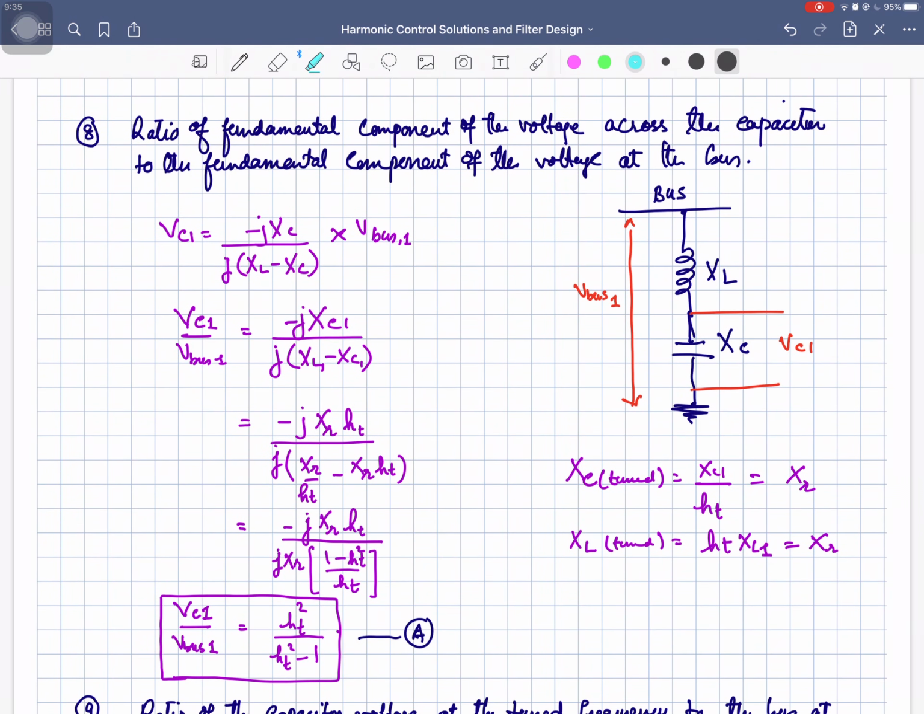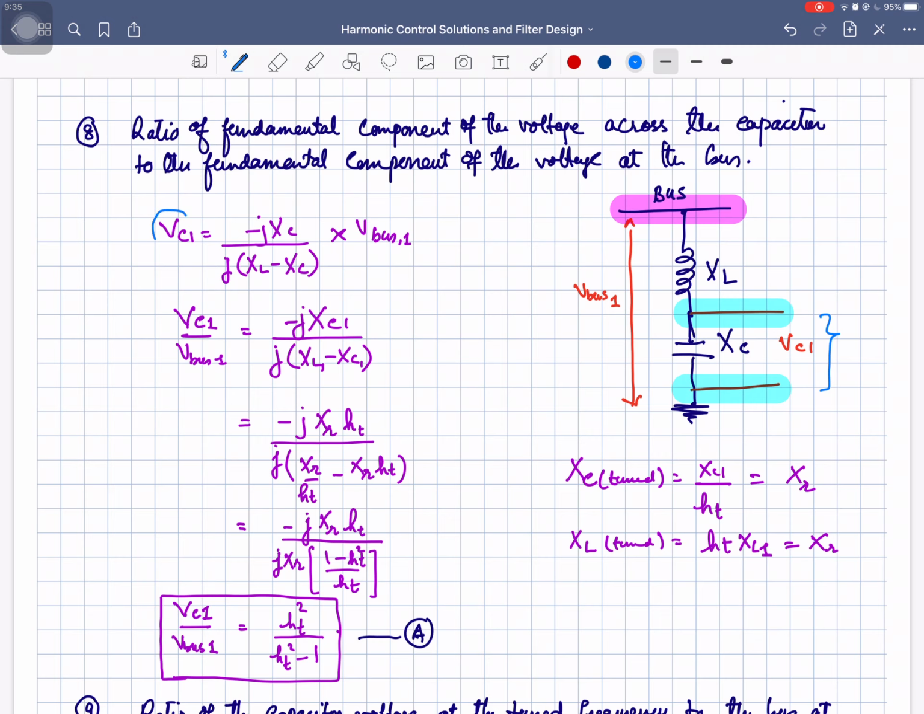Okay, next we calculate the ratio of the fundamental component of the voltage across the capacitor to the fundamental component of the voltage at the bus. So, we calculate the capacitor voltage and we compare it with the bus voltage. Simply by applying the voltage division rule, you can calculate the voltage across this capacitor.